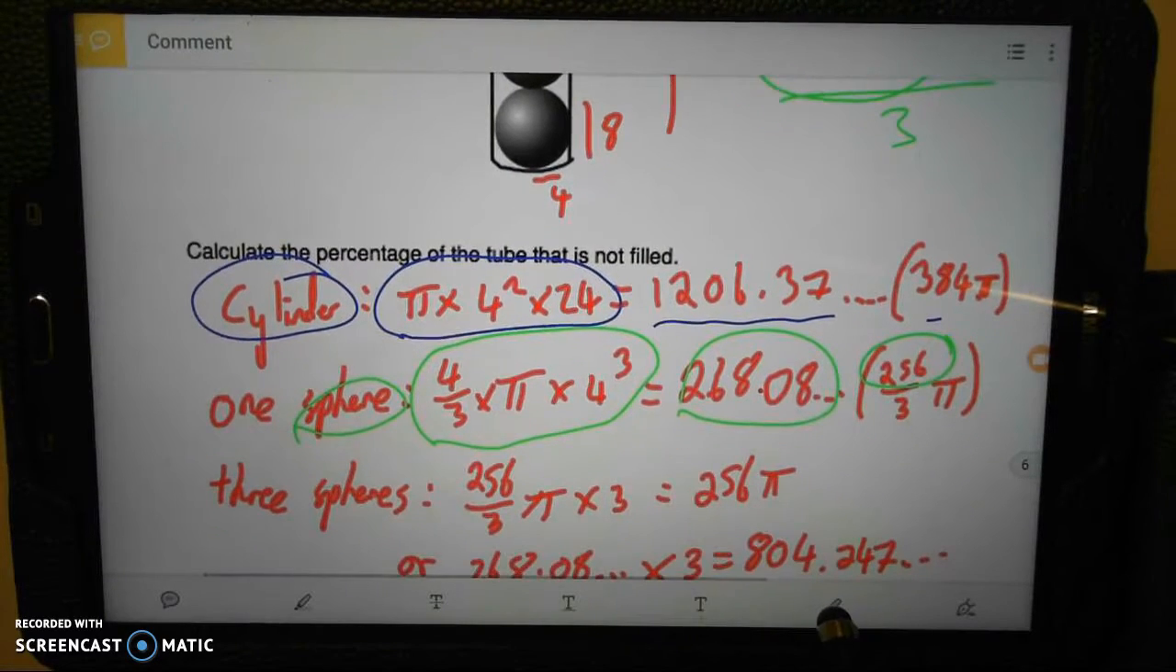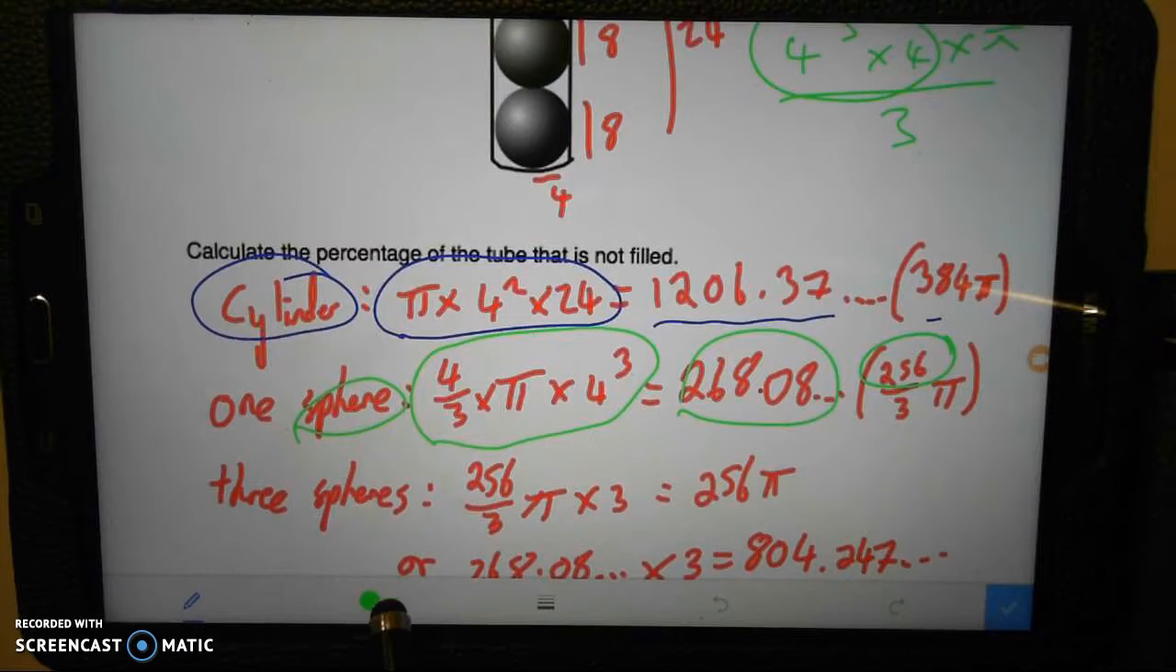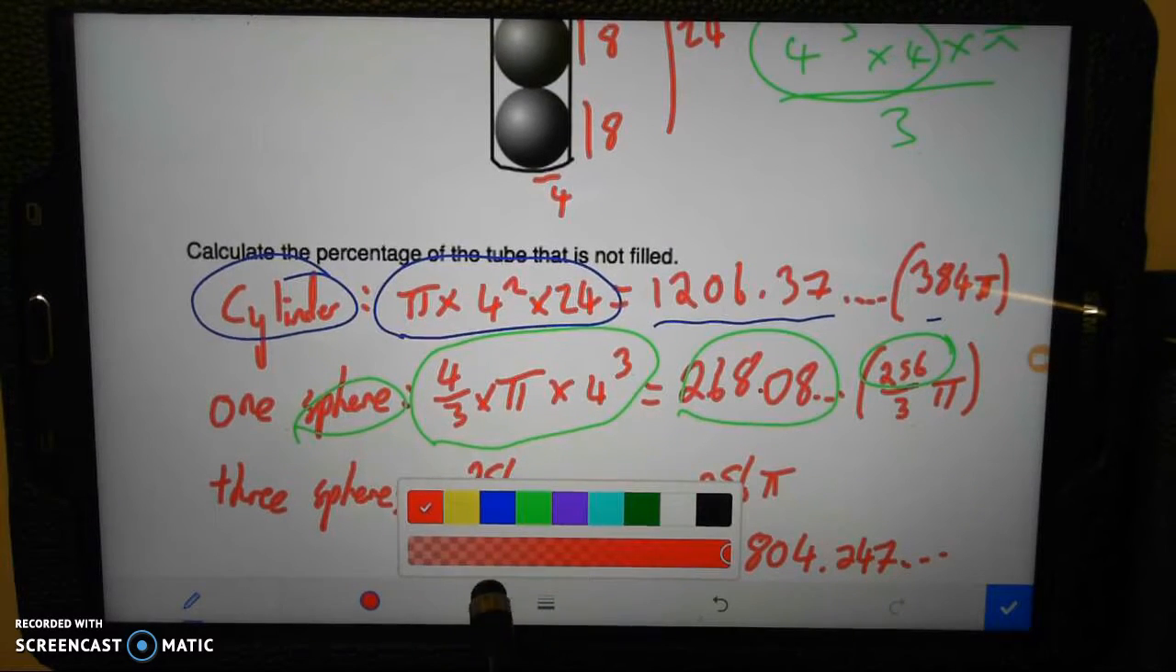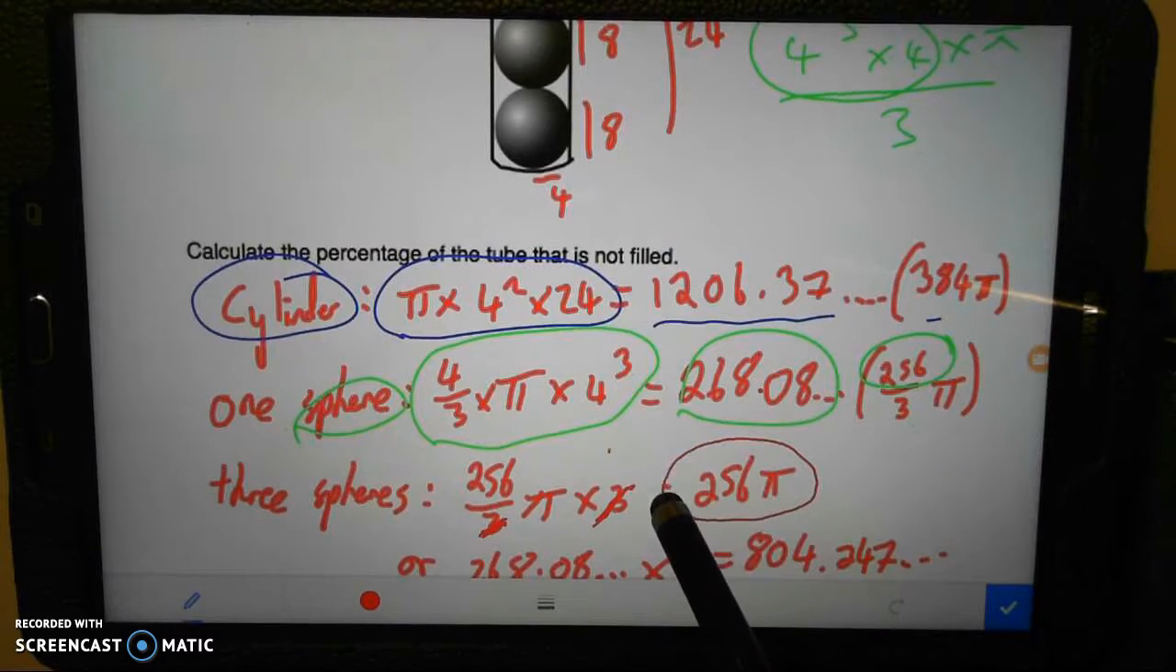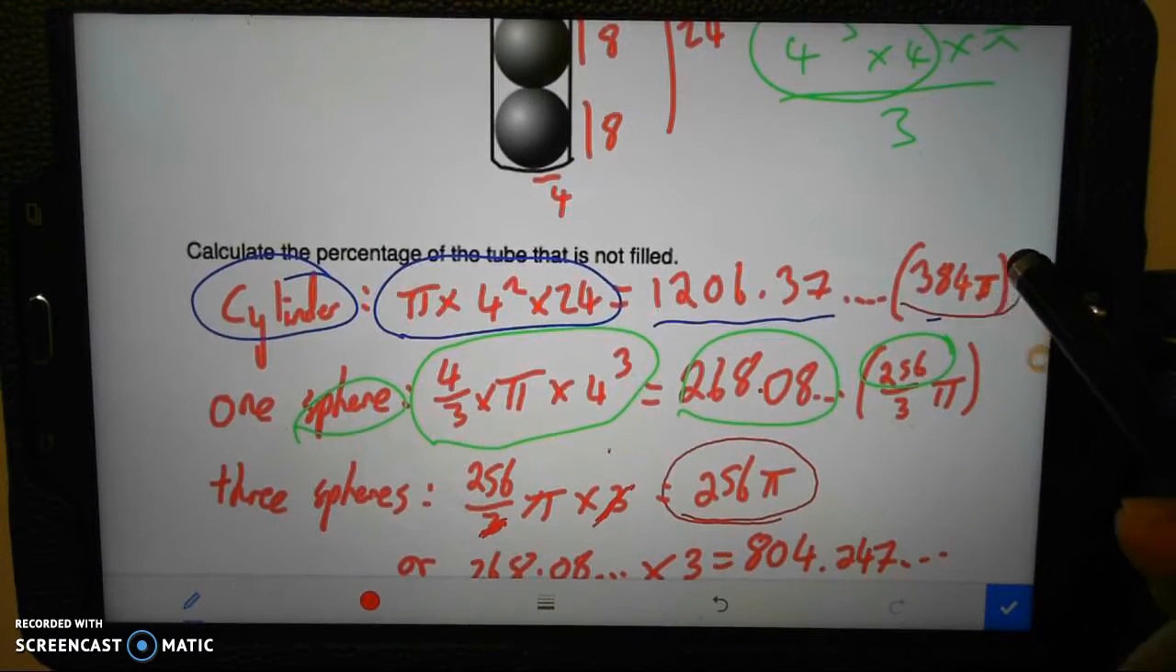Now, think about it. If we're going to divide by 3 here, and times by 3 here, they cancel out. So the divide 3 and the times 3 here will cancel out. So we're left with 256 pi. So the volume of all 3 spheres is 256 pi, and the volume of the cylinder is 384 pi.